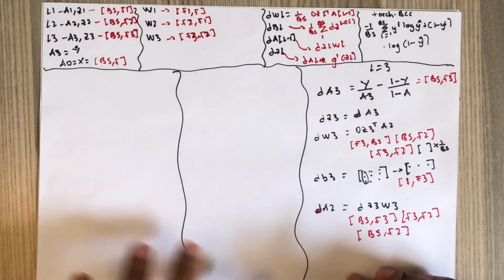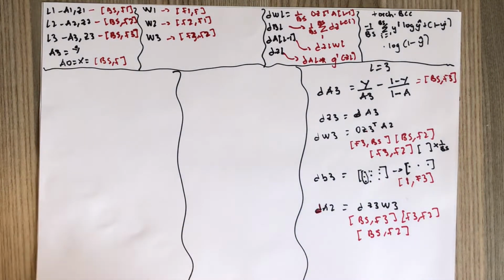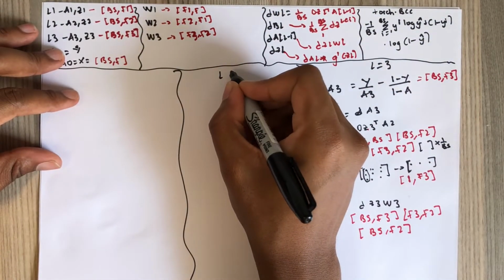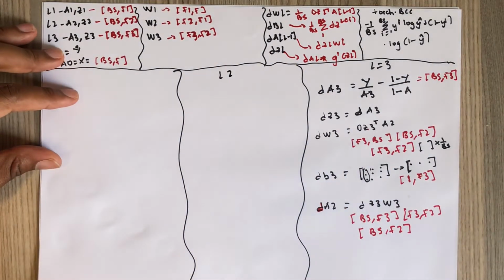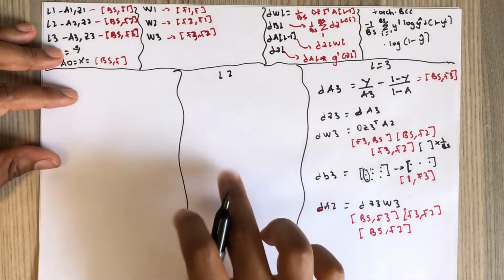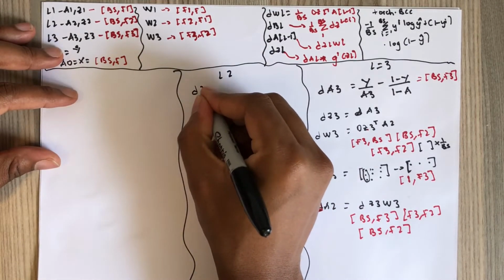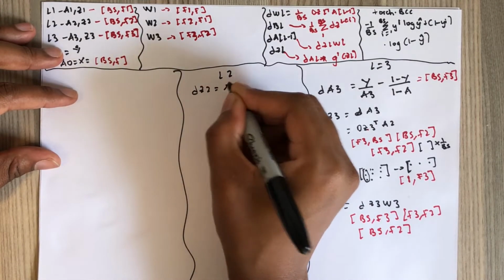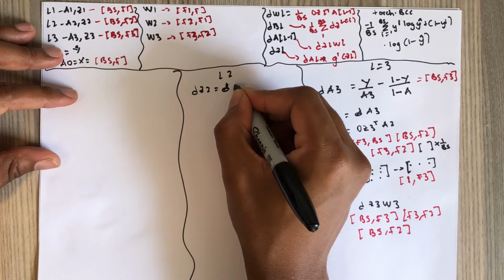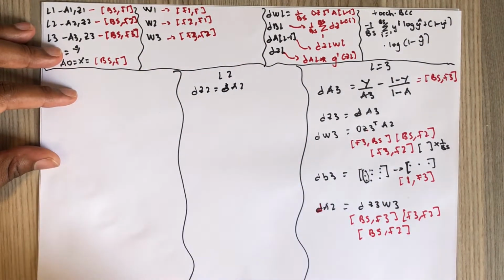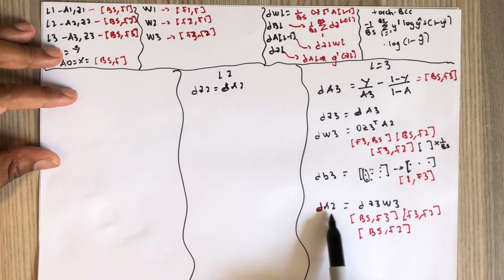All right, now we are done with the last layer. We move on to layer 2. We did not apply any ReLU or maybe sigmoid, so we're just going to say dz2 is dA2. Why did we say this? Because first of all, we need dz2, and we have already computed dA2.